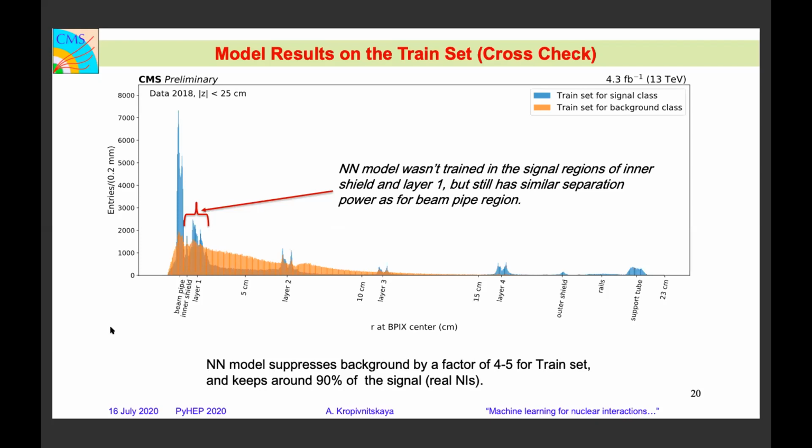I would like to draw attention to the fact that the neural network wasn't trained on the inner shield and on layer 1, and you can see it still performs very well, as well as on the beam pipe. So, okay, the train set is the set on which we train models. Now we would like to look at the real results on the test set.